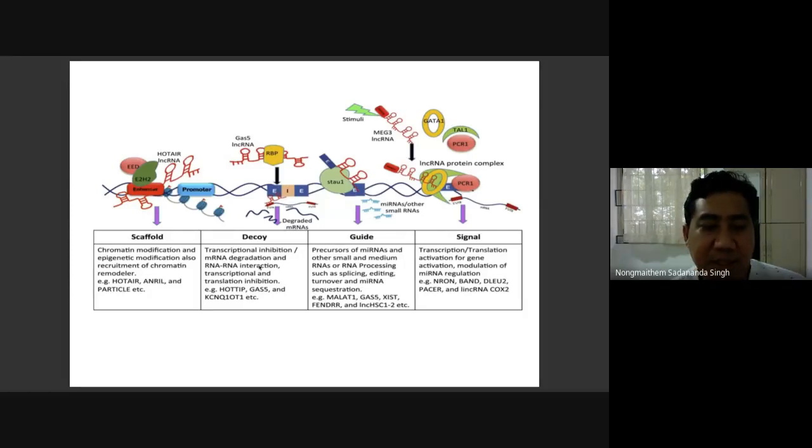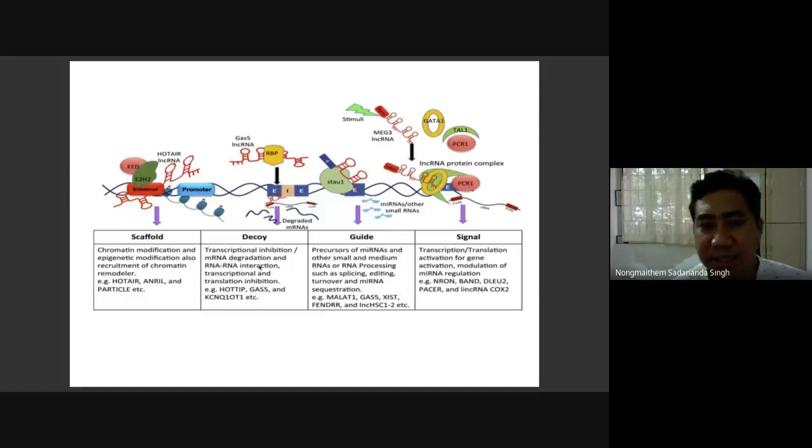For example, change in the transcriptional inhibition by sequestering the inactivator. One of the examples that has been seen in many of the immune systems is that one of the inactivators is sequestered by long non-coding RNA and doesn't allow the inhibition to happen. So this kind of thing has been seen.